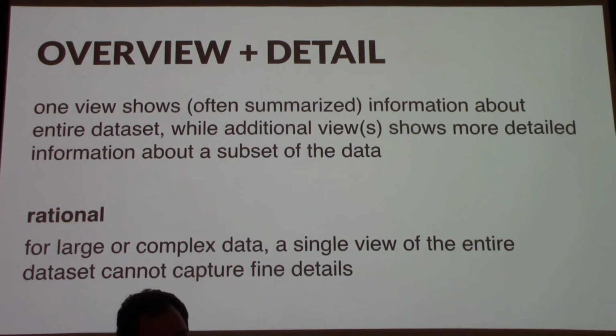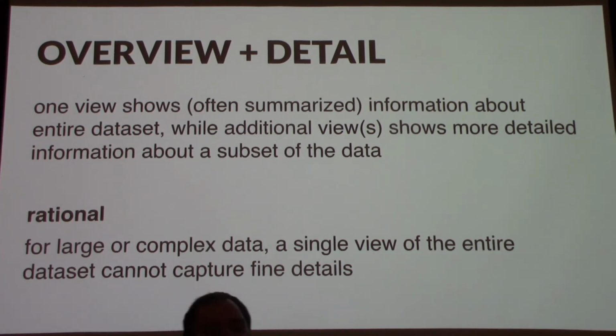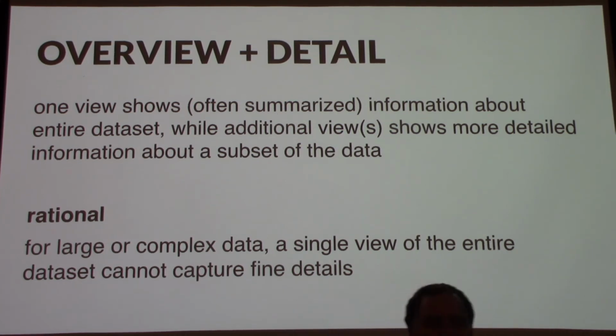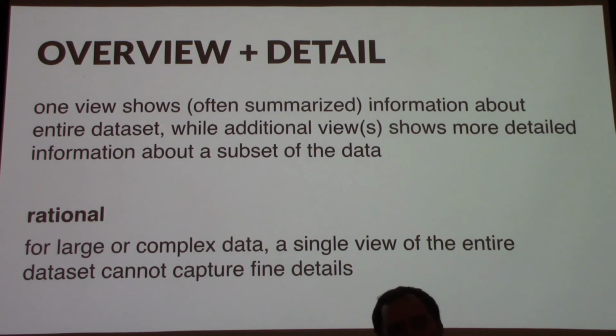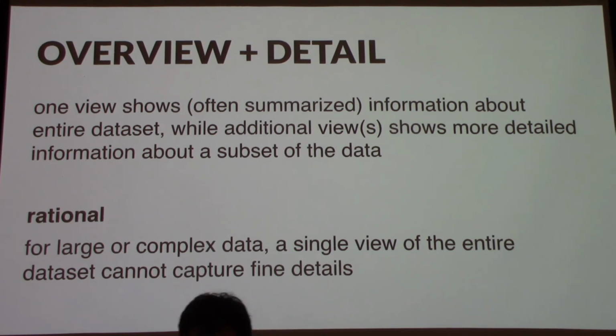Overview and detail is when one view shows the summarized information about an entire data set, while an additional view shows more detailed information about a subset of the data. So a common example here would be, I have a histogram of a data set, and then I show one selected range of this histogram in detail in another visualization. That would be a good example.